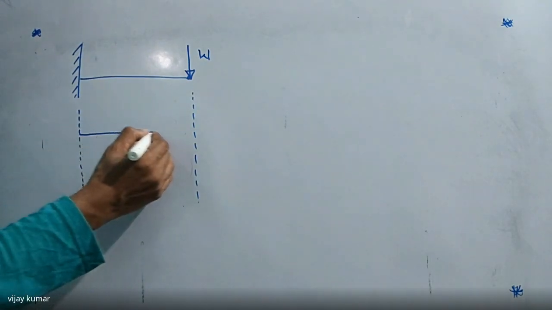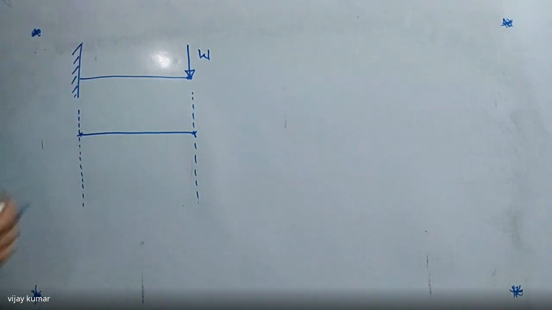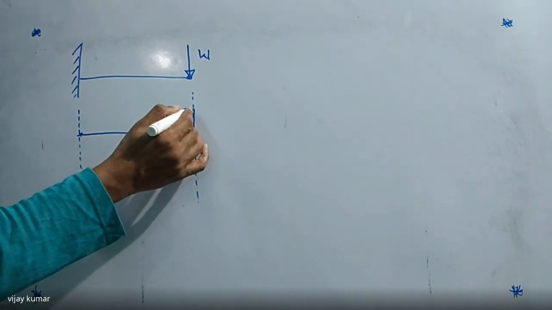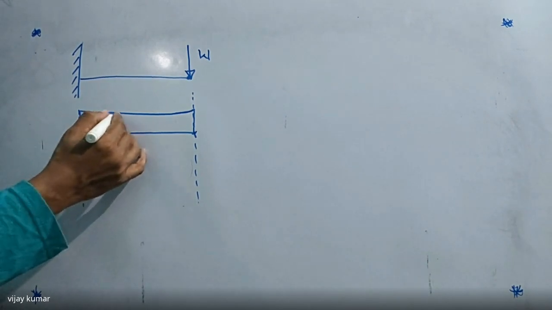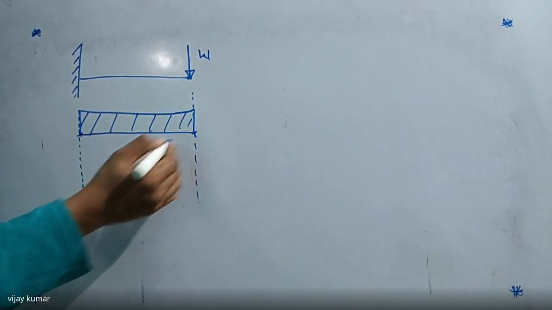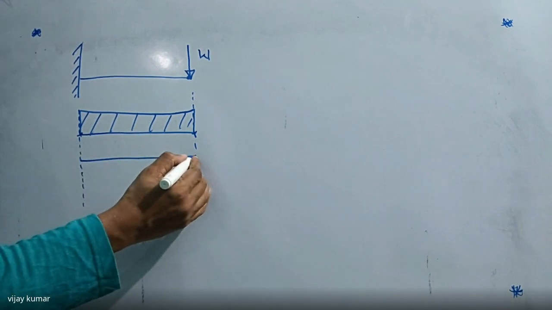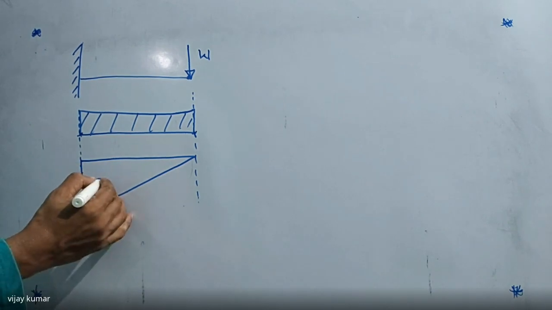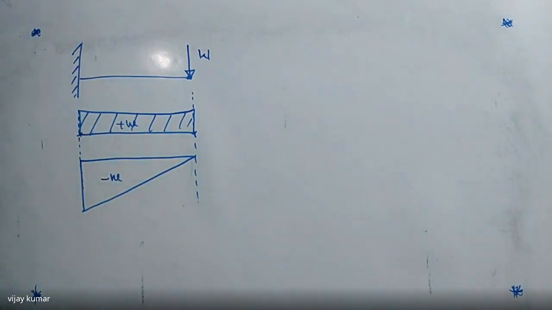So I have already told you, for a point load, if you take any type of beam, the shape of the shear force diagram is always a rectangle. So we are getting it like this. So this is a rectangular shape for a cantilever beam for a point load. And this is the bending moment diagram, which is in the form of a triangle. So it is a linear function. It is always negative, according to our sign convention.